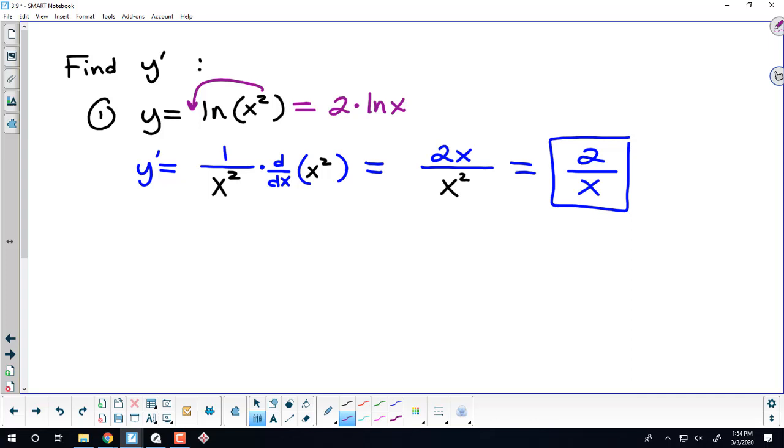So before we even took the derivative of the natural log of x squared, we could have rewritten it in terms of properties of logarithms and say that, well, that's equivalent to just 2 times the natural log of x. And we know the derivative of the natural log of x is just 1 over x. So it's 2 times 1 over x, which gives us this same thing.